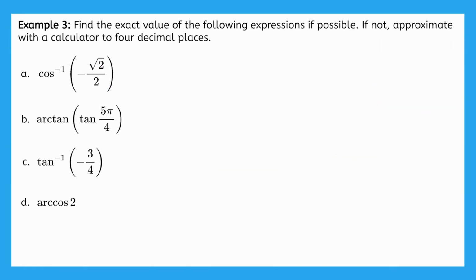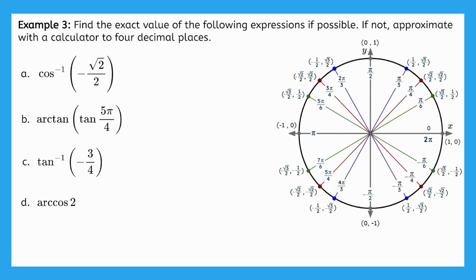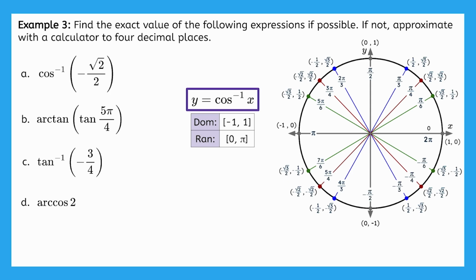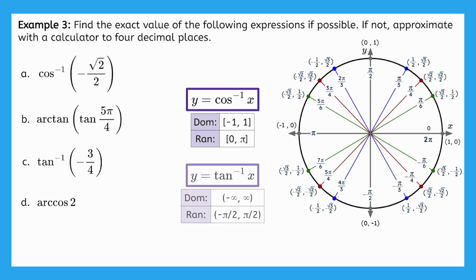Let's wrap up our lesson with a final example. We'll find the exact value of these expressions if they come from special angles in the unit circle, and if not, we'll use a calculator and approximate them to 4 decimal places. To evaluate these expressions, we need to have in mind the domain and range of inverse cosine and inverse tangent.